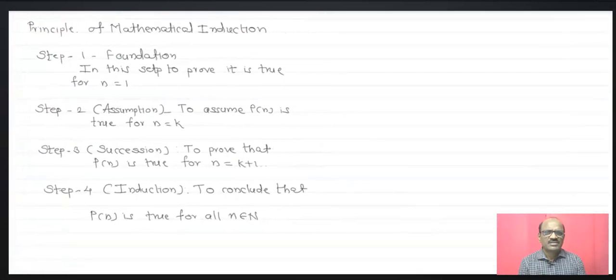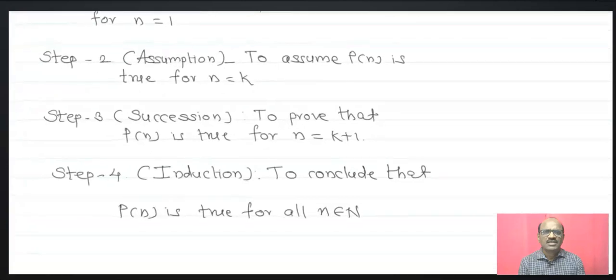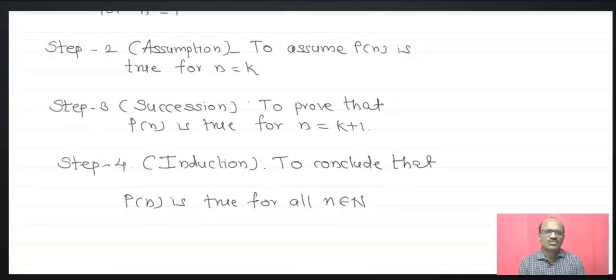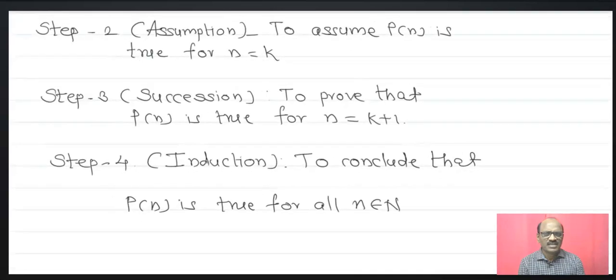Now see this, the principle of mathematical induction. Step 1, step 2, step 3 and step 4. First is foundation, assumption, succession and induction. Foundation: prove that it is true for n is equals to 1. Then assumption: it is true for n is equals to k. Then succession: we perform the calculation in step number 3, and that is important. And step number 4 is for the conclusion.